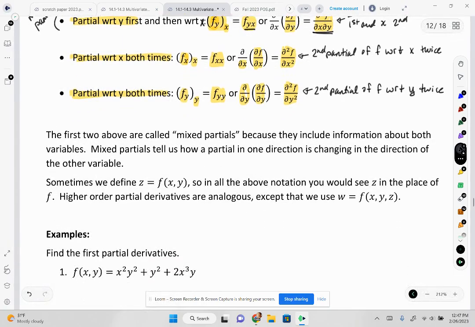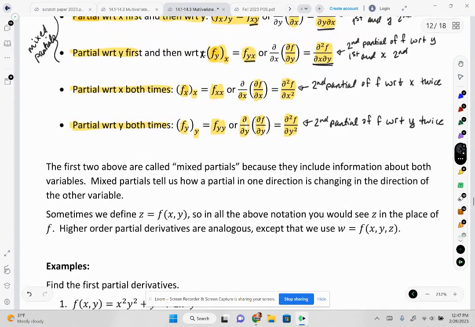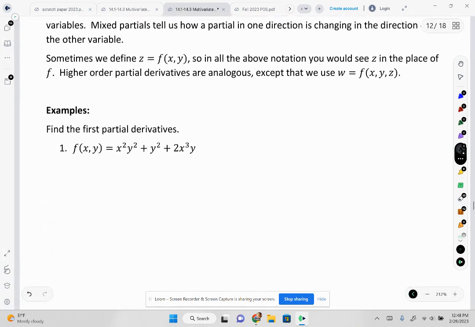Sometimes what we'll do is we define z to be f of xy. And so in all of the above notation, you would just see z in place of f. So like del z, del x, del z, del y, z sub x, z sub y. Okay, so you have to be able to accept that z is f of xy. A similar thing would happen if we move to higher order partial derivatives, except that we would use w, and w would represent a function of x, y, and z.